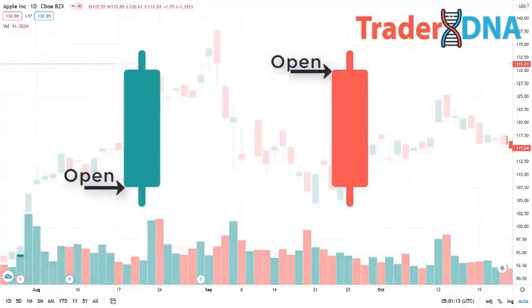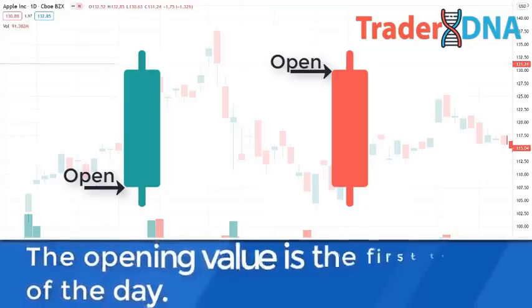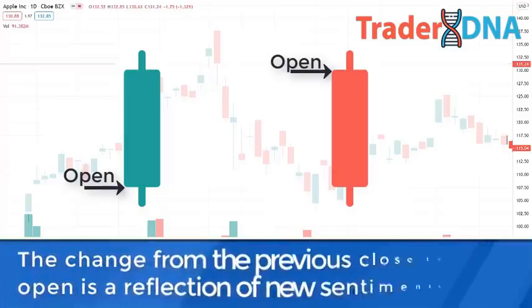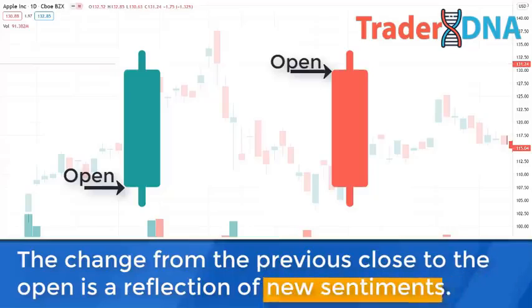The open price tells us where the balance between buyers and sellers is at the opening of that period. The opening value is the first trade of the day. After the traders have time to review the markets overnight, the open represents the desired position of investors to begin the day. The change from the previous close to the open is a reflection of new sentiments.